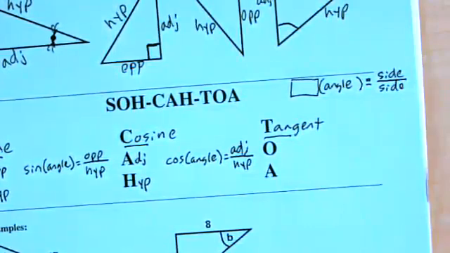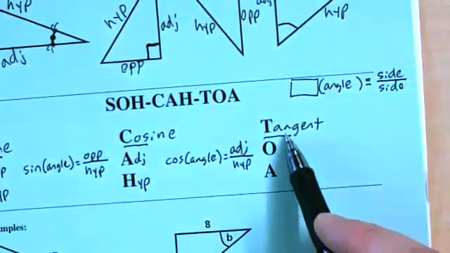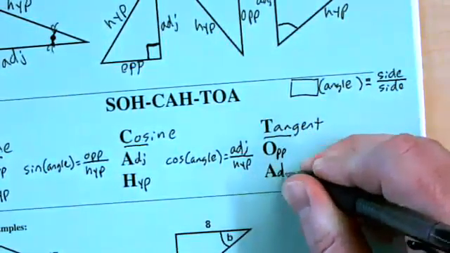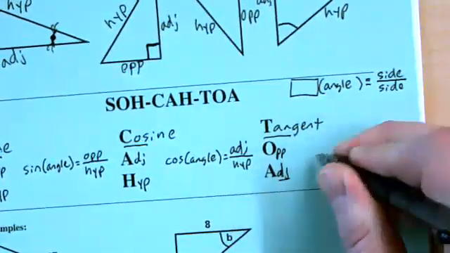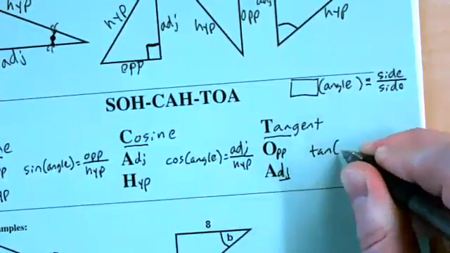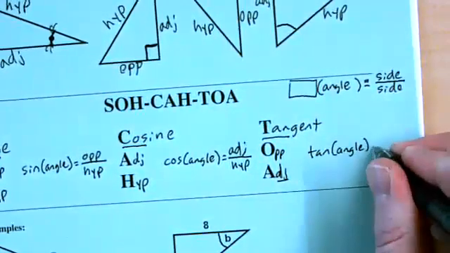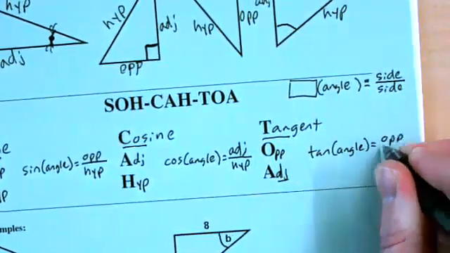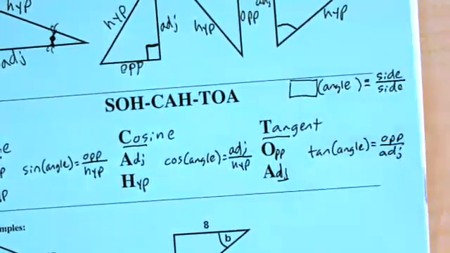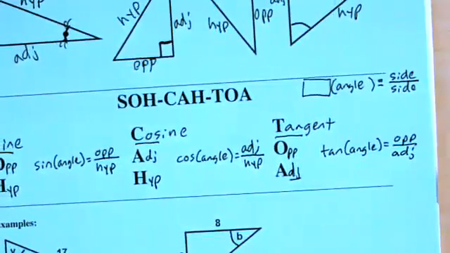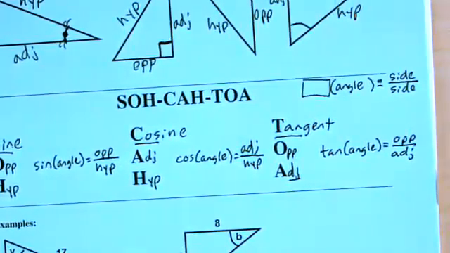Which two sides do you think we're going to use when we write a tangent equation? Opposite and adjacent. So for a tangent equation, again, it's always the angle that comes after it, and the fraction will always be opposite on the top and adjacent on the bottom. And that is the key.